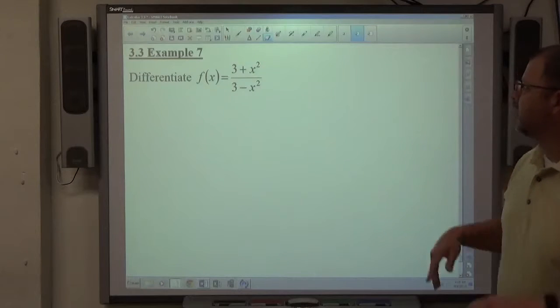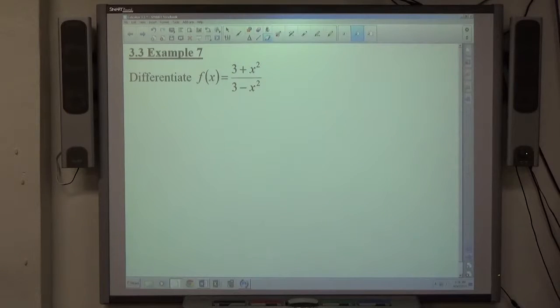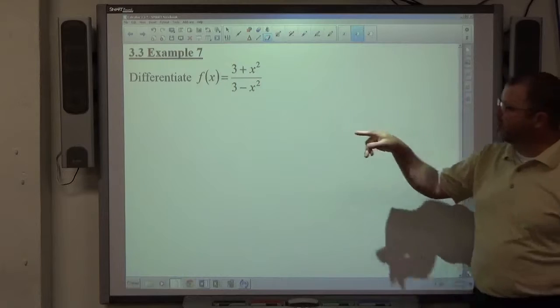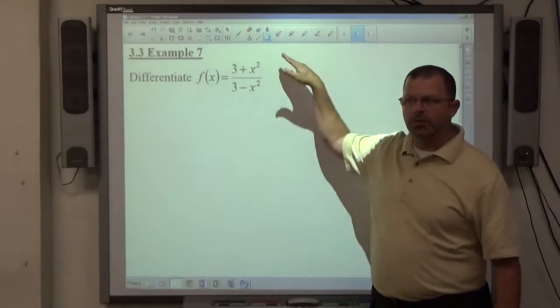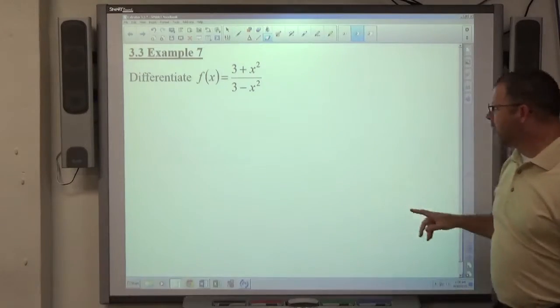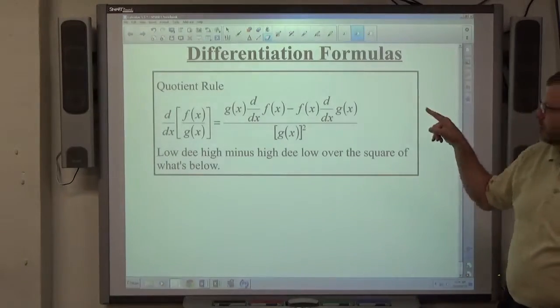All right, the second example today, differentiating a quotient. Okay, f of x equals something about x divided by something about x. So a function of x over a function of x. And what we're going to use here is called the quotient rule.